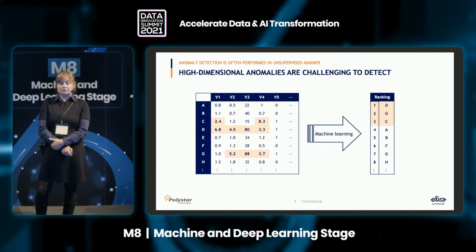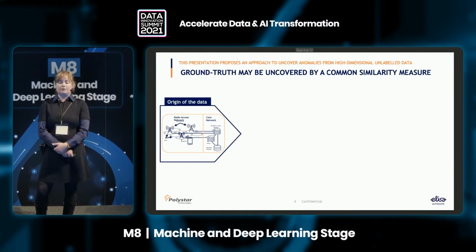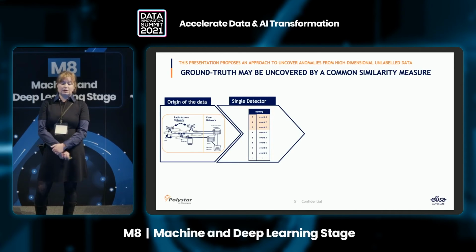If we look at the outline of this presentation, we are first going to take a look at this operator network data, where it is obtained from, and some general properties of that data. Then we will think of applying just a single detector, and we will consider some of the limitations of applying just a single detector in this task.